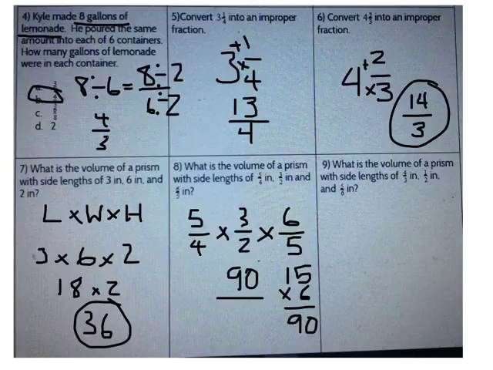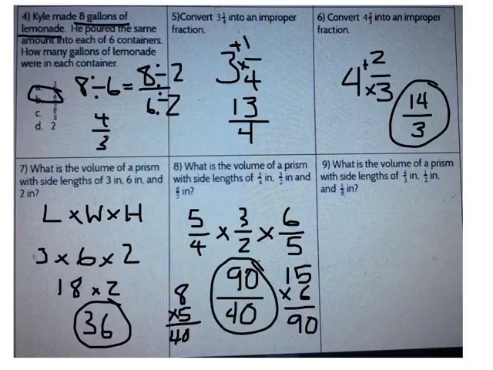What would my denominator be? What's 4 times 2 times 5? Well, 4 times 2 is 8, times 5 is 40. So the answer is 90/40, or 9/4.